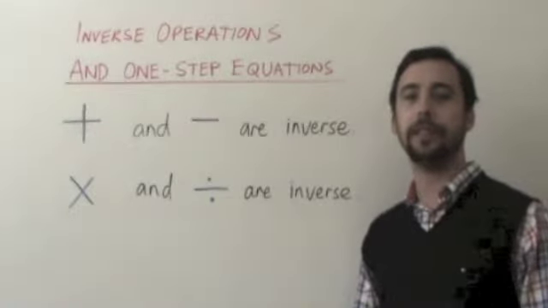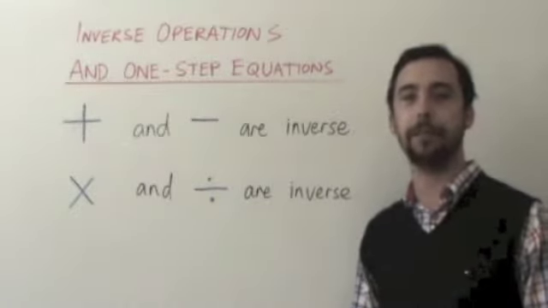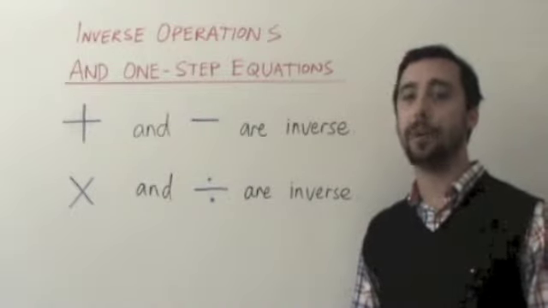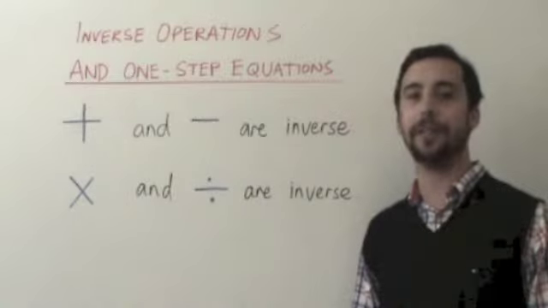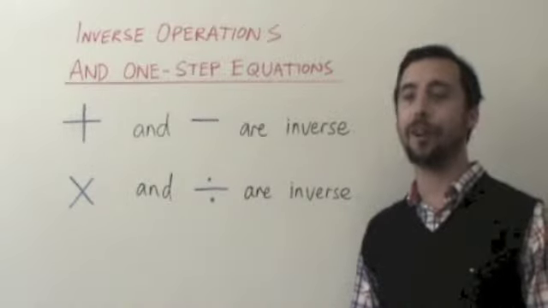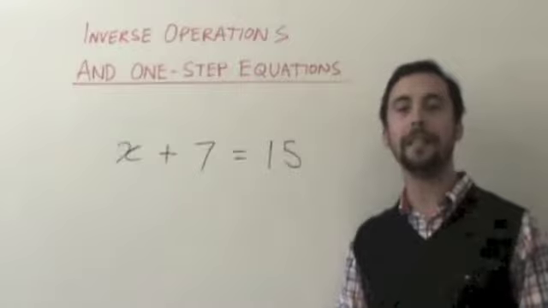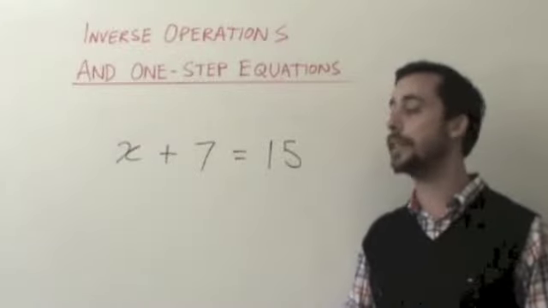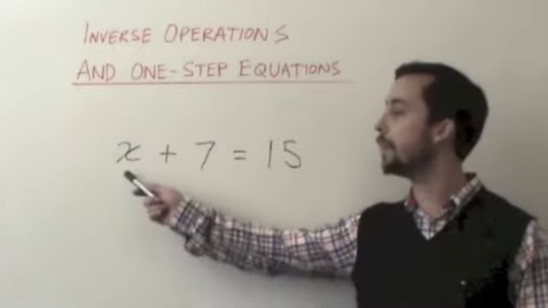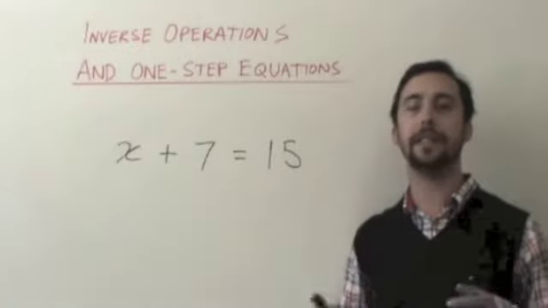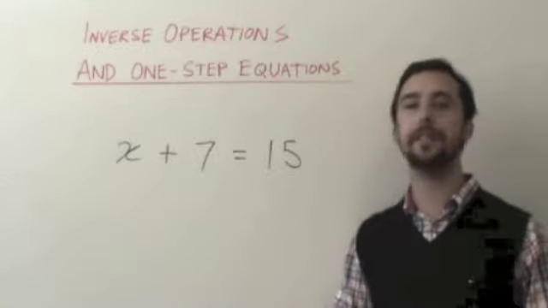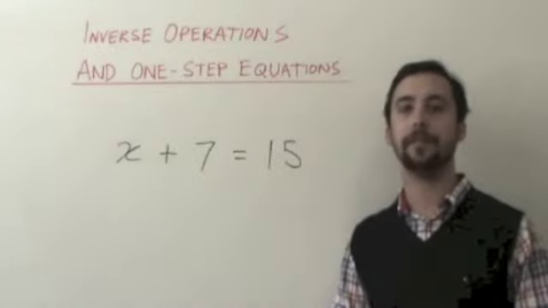Inverse operations can also be called opposite operations. Plus and minus are inverse, and multiply and divide are also inverse. They are opposite operations. Equations are sometimes called algebraic sentences. To solve an equation, we need to find a value for the pronumeral that balances the equation. In other words, it makes this algebraic sentence a true statement. Let's give it a go.